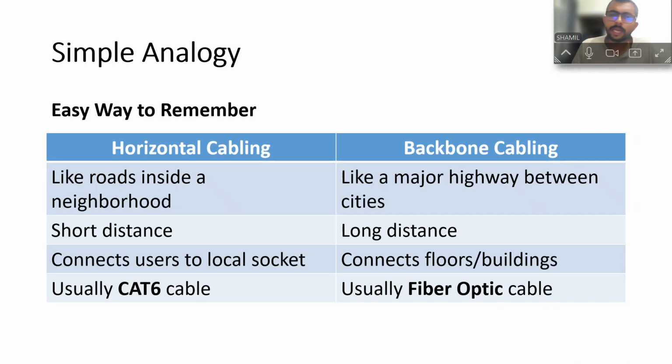A simple analogy, as I said before: horizontal cabling is like a road inside a neighborhood, and backbone cabling is like a major highway connecting different cities. Horizontal cabling is used for short distances. Backbone cabling involves long distances. Horizontal cabling connects users to the local rack, which is located on the same floor. Whereas backbone cabling connects telecom racks between different floors or buildings. The cable used in horizontal cabling will be Cat6 cable, while the cable used in backbone cabling will be fiber optic cable.